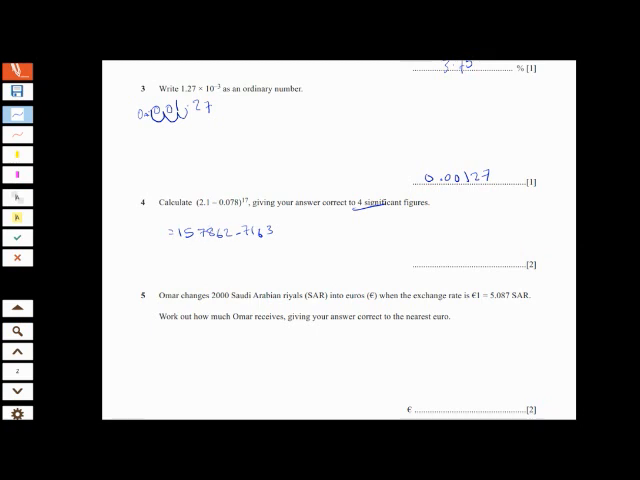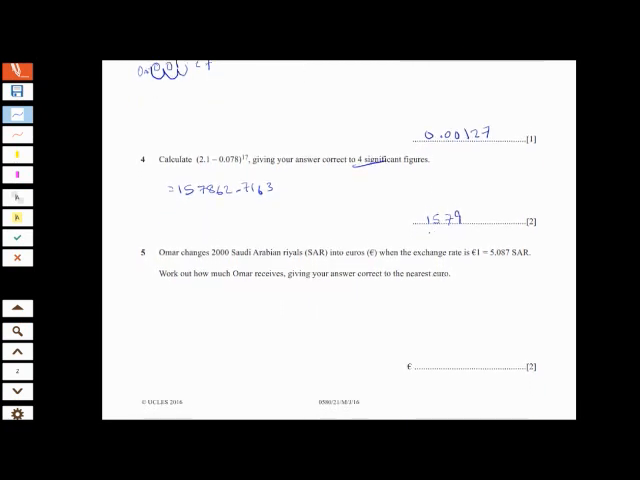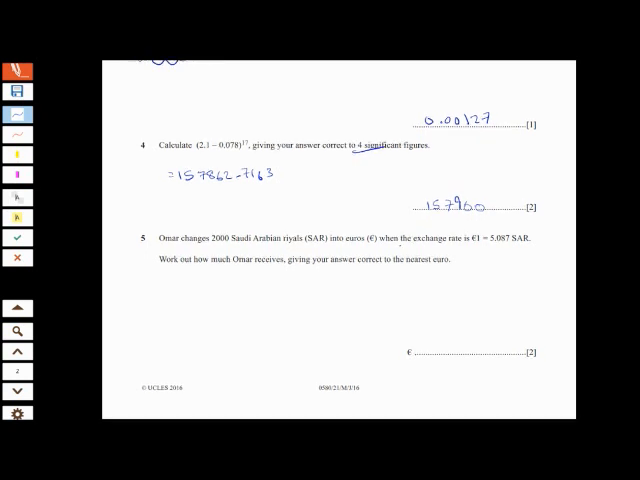If it's more than 5, then you add 1. If it's less, then you keep it as it is. So it's 1,579, because 6 is more than 5, obviously. So that's the number you get, that's the answer. Don't forget the 0, 0, because these zeros aren't just for space, they're meaningful.